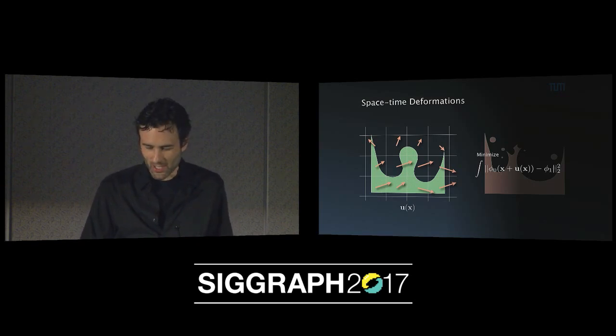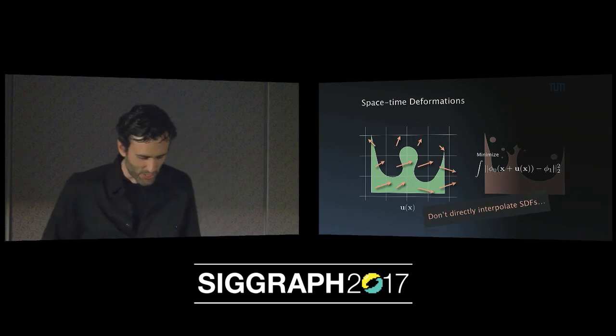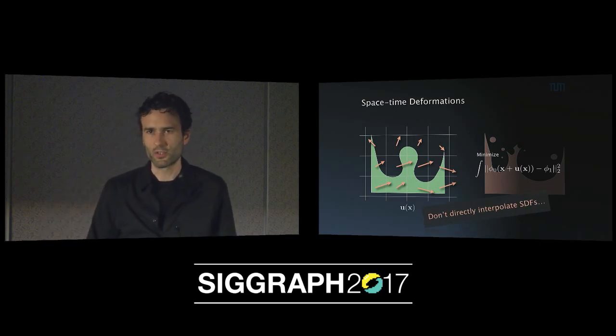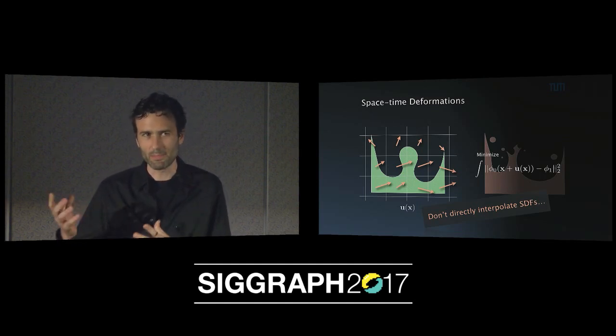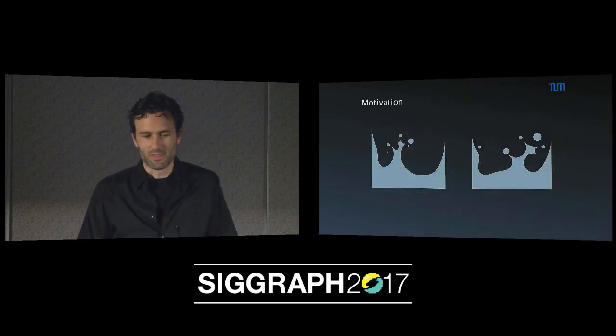What I want to point out here is that it's actually not a good idea to directly interpolate the signed distance functions. You could go ahead and interpolate phi 0 and phi 1 directly with some blending weight, but that typically very quickly deletes a lot of the small details. That's why the U, the deformation, is pretty important here to keep the data sets detailed. Now, the big question is, of course, how do we get the U?